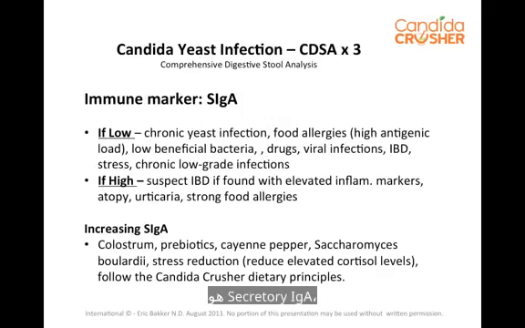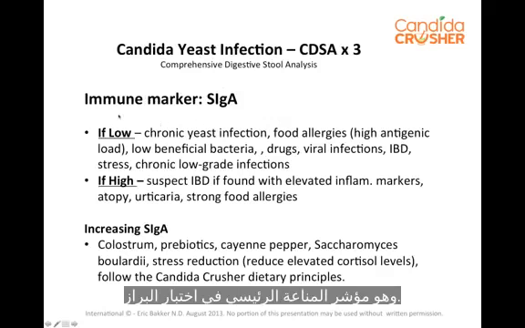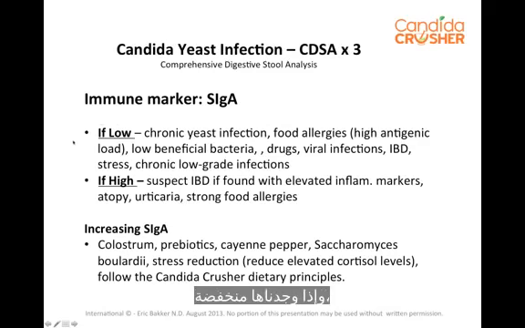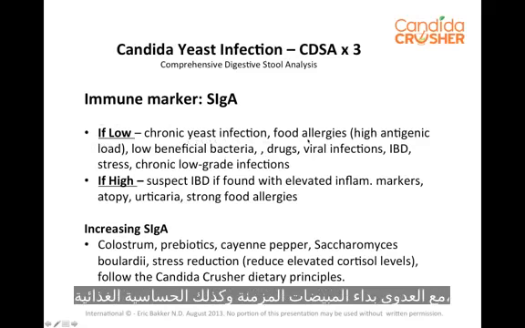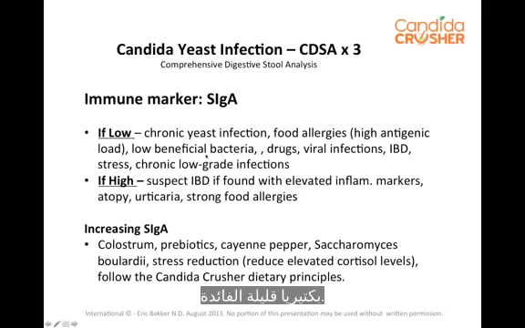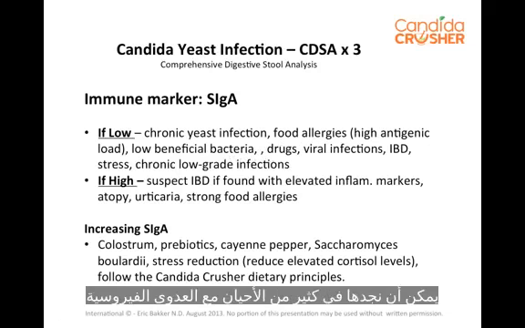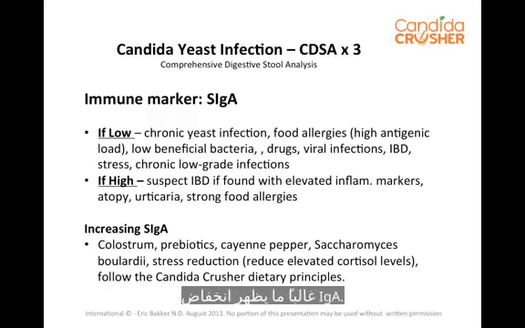One point I would like to bring up is secretory IgA, which is the key immune marker in the stool test. If we find it low, we'll often find this in conjunction with chronic yeast infection and also food allergies, low beneficial bacteria. Pharmaceutical drugs can often cause this, or viral infections. We can often find it with inflammatory bowel disease like colitis or Crohn's as well. Stress and low-grade infections are commonly found. Patients who've had past viral infections will often show low IgA. IgA is made in the gut, in the small intestine. The body will make between 1 to 2 grams of this antibody per day.